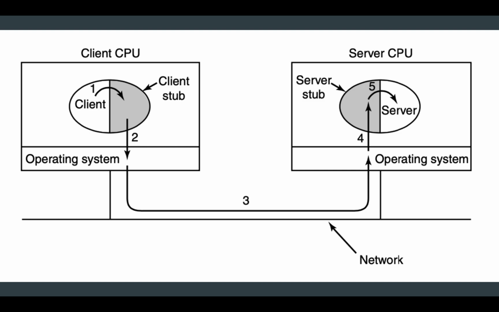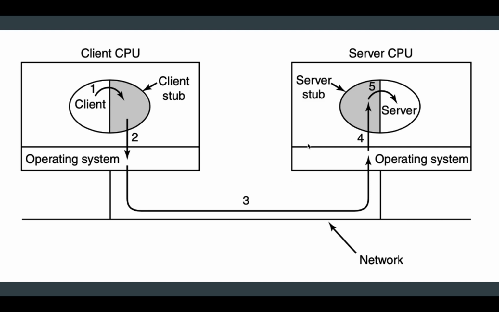And in this, we can see the client CPU and the server CPU. So we begin with step one. The client passes parameters to the client stub. And then in here we see the process of marshalling, which is the parameters being packed into a message. And it gets sent from one operating system to the other operating system through the network.